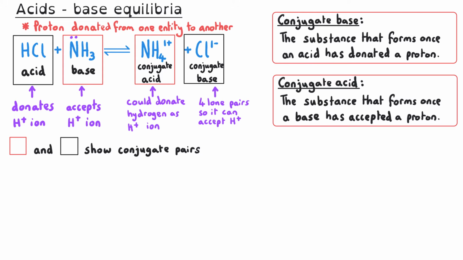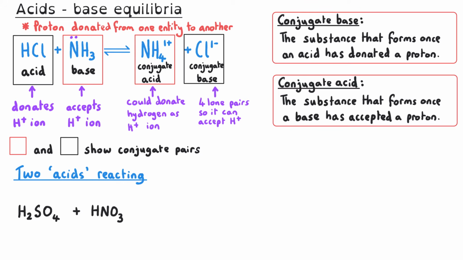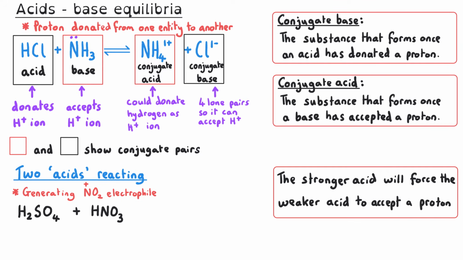You can actually get this when 2 acids react together. If we take the example of concentrated sulfuric acid reacting with concentrated nitric acid, in the reaction that generates the electrophile for the electrophilic substitution of benzene. Now, it seems weird these 2 acids are reacting together, but one of them is better at donating protons than the other. And in this case, the sulfuric acid is the stronger acid. It is the better proton donor, so it will donate a proton to the nitric acid.